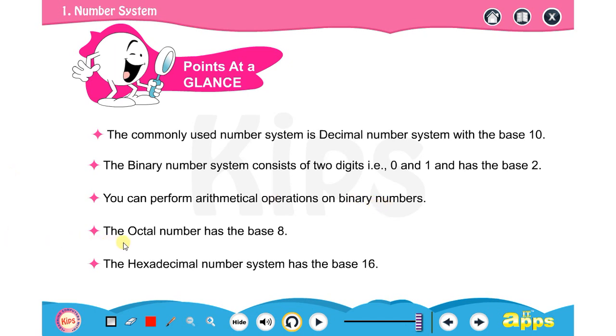Fourth point, the octal number has the base 8. Why? Because it has 8 digits from 0 to 7. Fifth point, the hexadecimal number system has the base 16. Why? Because it has 16 characters, 16 digits, that is 0 to 9 decimal numbers and A to F, 6 letters. That's why its base is 16. Now let's proceed for the exercises.